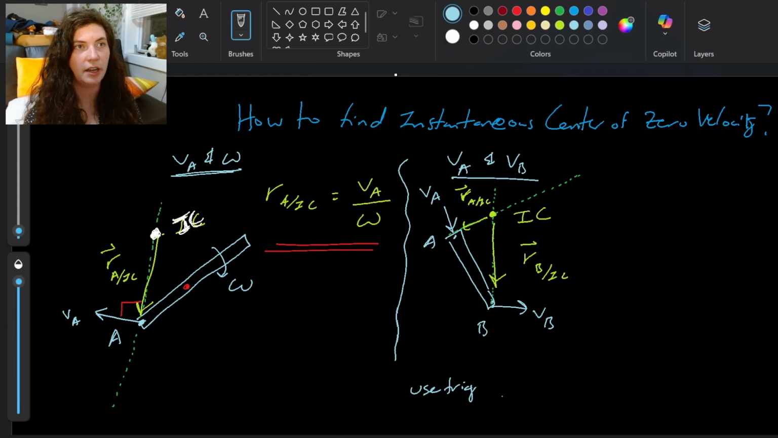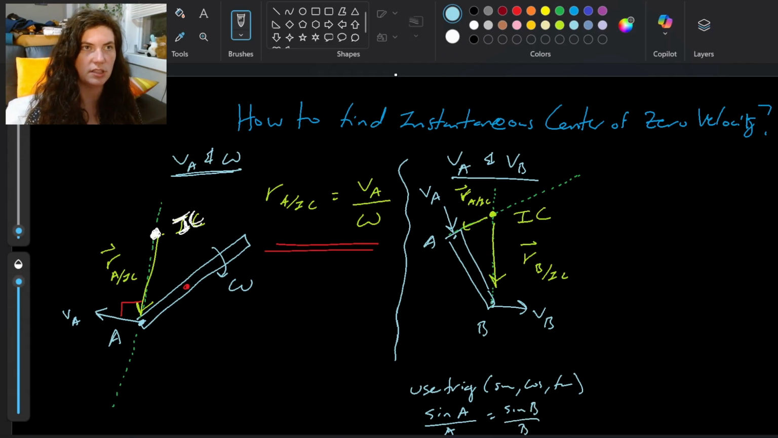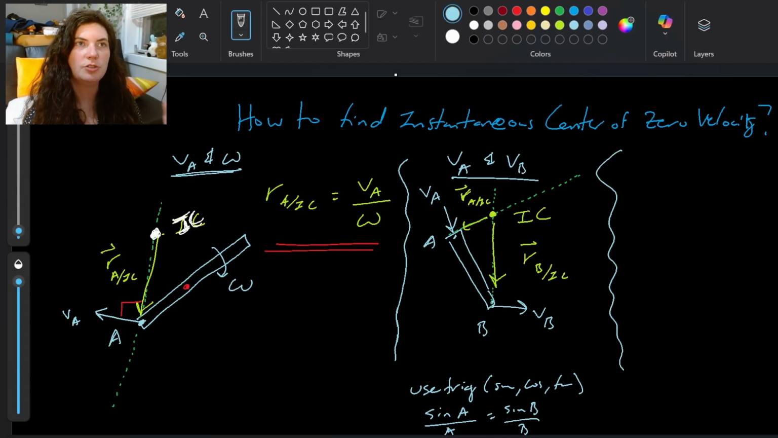But this is a very common one. So use trig, that's your sine, cosine, tangent. Law of sines, just as a quick reminder, is sine of angle A over side A equals sine of angle B over side B equals sine of angle C over side C. So any of those, we typically use trig relationships to find those R values with respect to that IC.